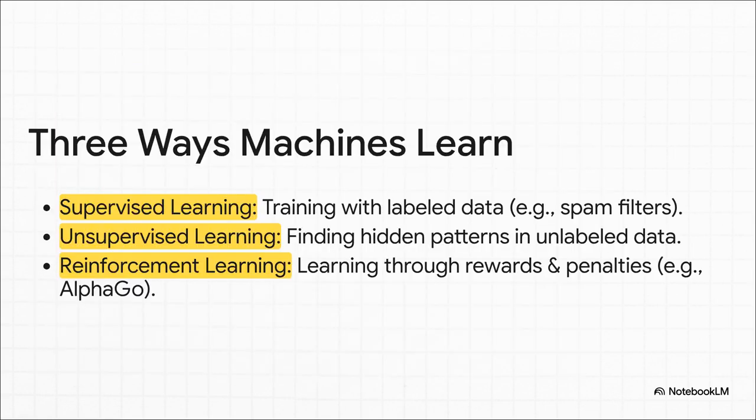And what's really interesting is how these machines learn. There are three main ways. You've got supervised learning, which is kind of like learning with an answer key. Then there's unsupervised learning, where it finds hidden patterns all on its own. And then you have reinforcement learning, which is all about trial and error. Think of the famous AlphaGo system.